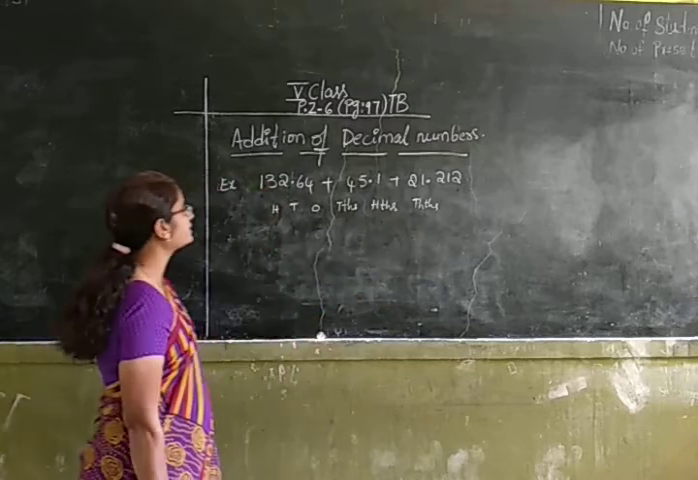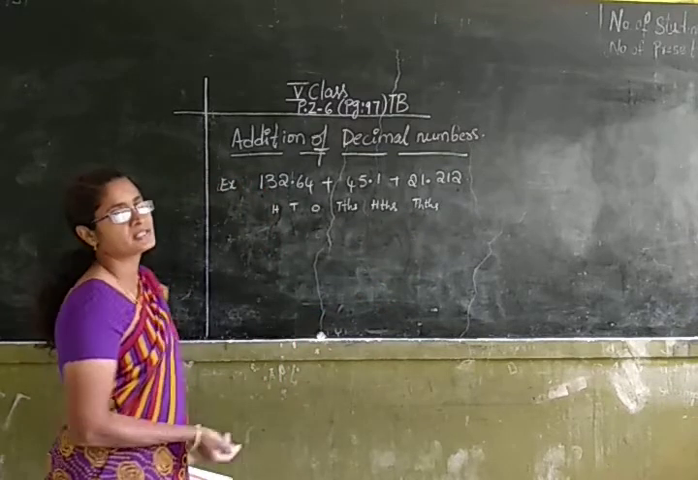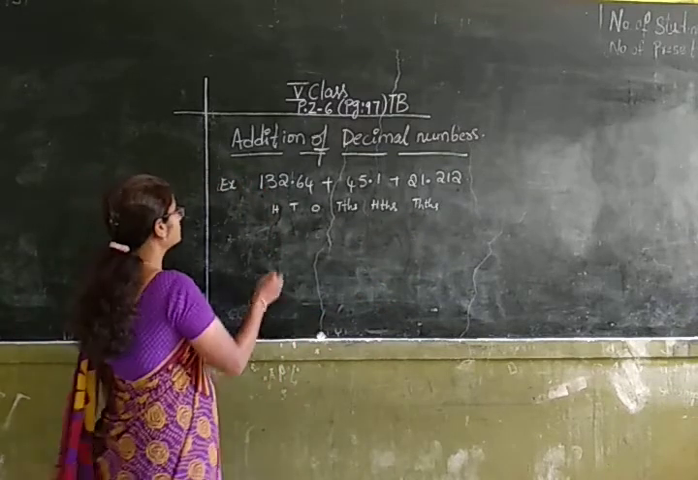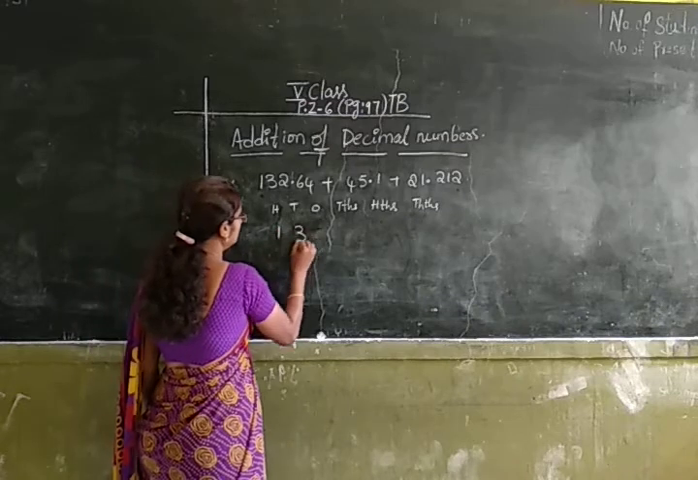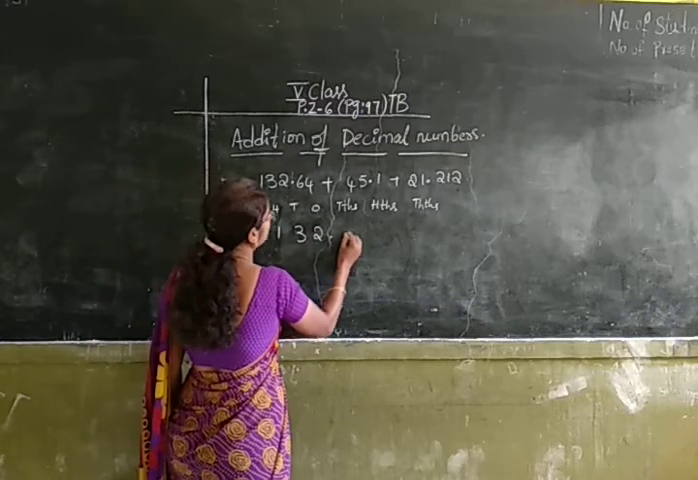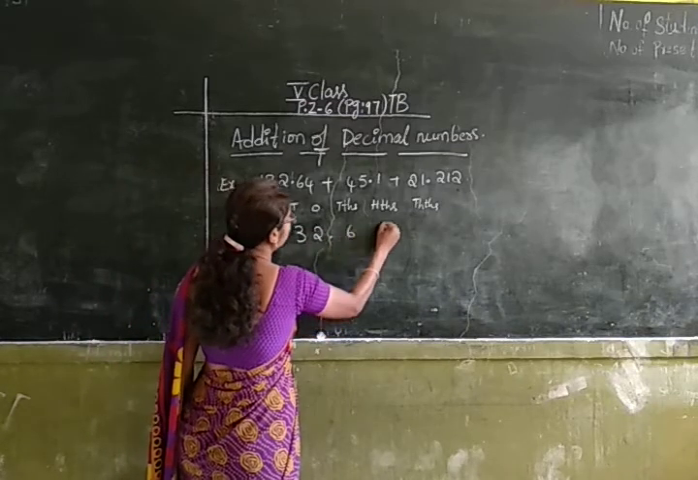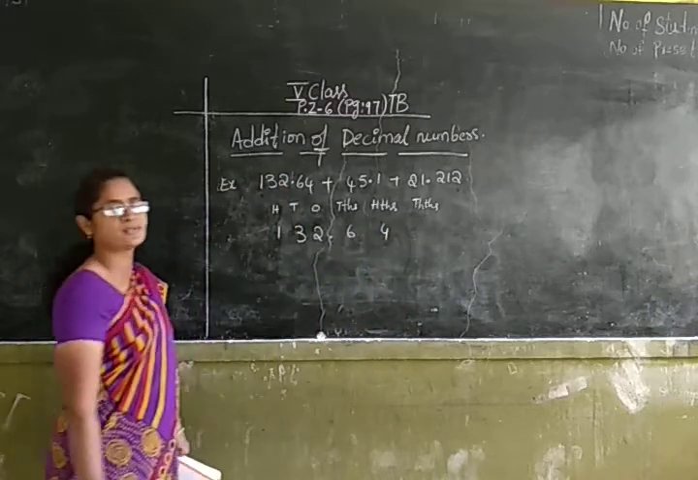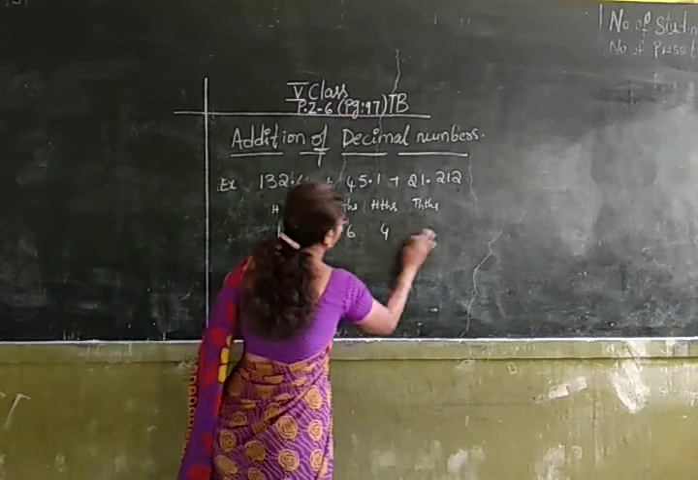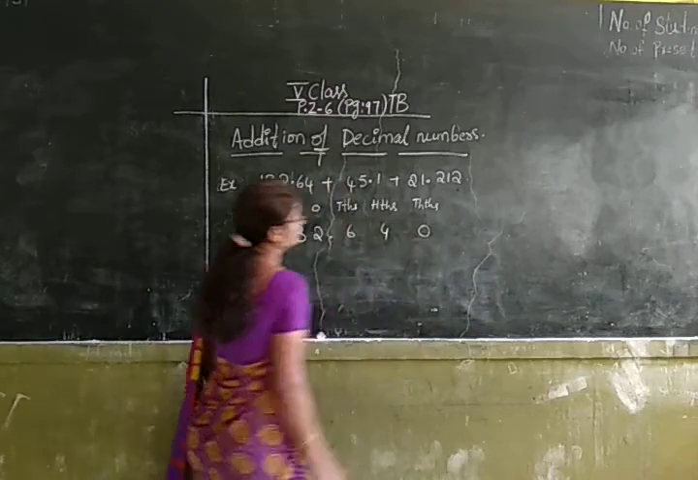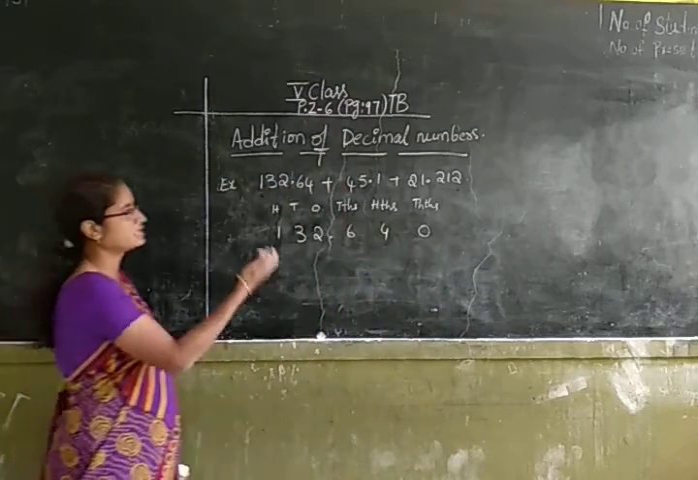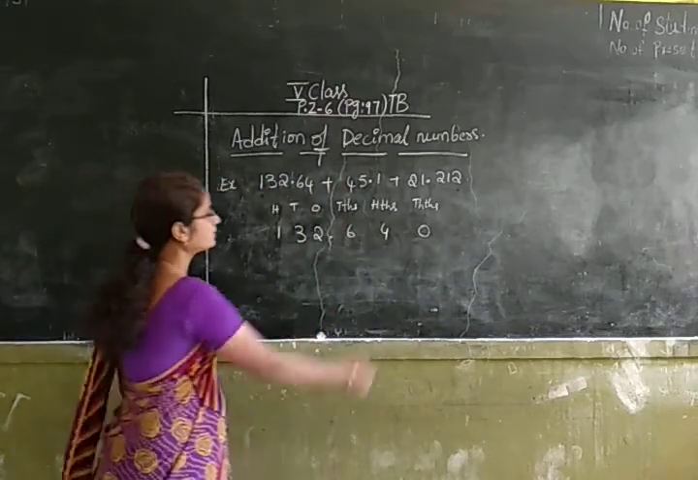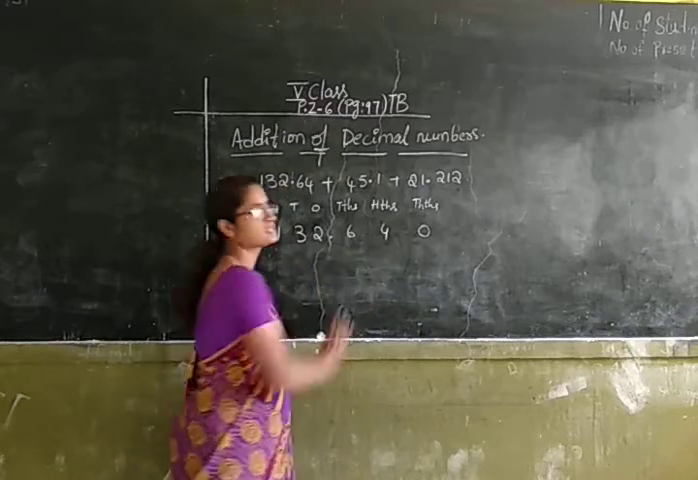So after writing the places, now let us arrange the numbers in columns. Okay children, 132.64. Here thousandths place is not given. For our convenience, let us write down 0, so that we can add the number easily. Here if you write 0, the value of this number does not change.